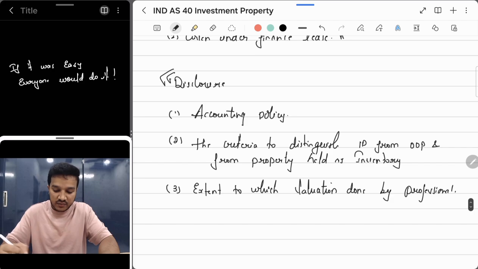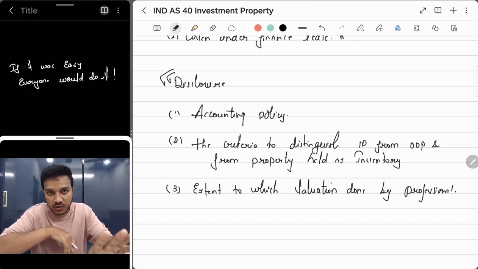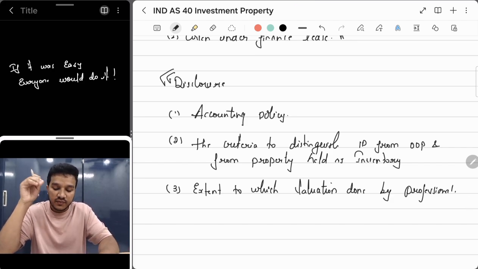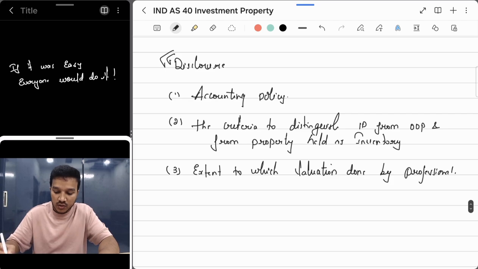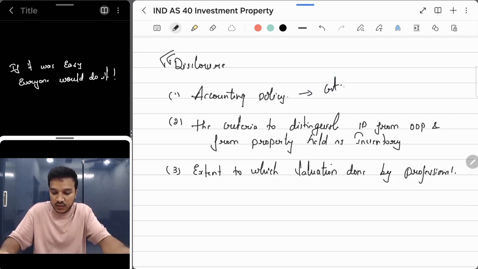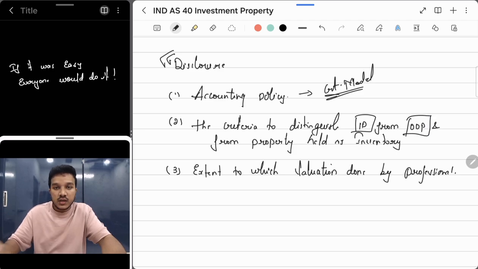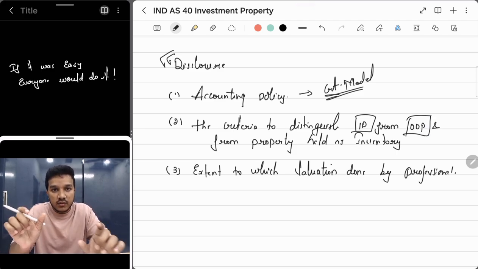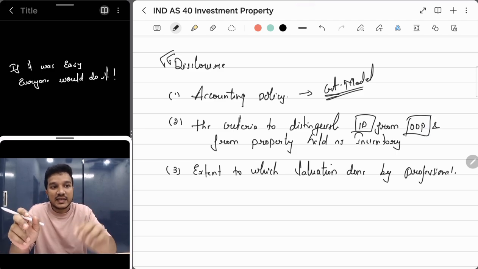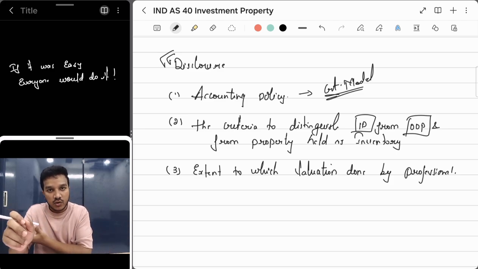Disclosure is nothing but, every time when you're measuring investment property as per cost model, you will have to give its fair value also. So that is what it is talking about. First, tell its accounting policy, that is cost model. And then the criteria to distinguish between investment property and owner occupied property. So what is the criteria with which you are able to determine कि ये investment property है और ये owner occupied property है?